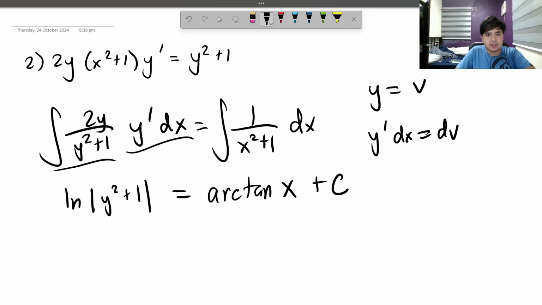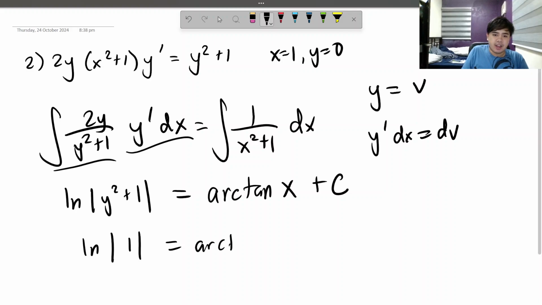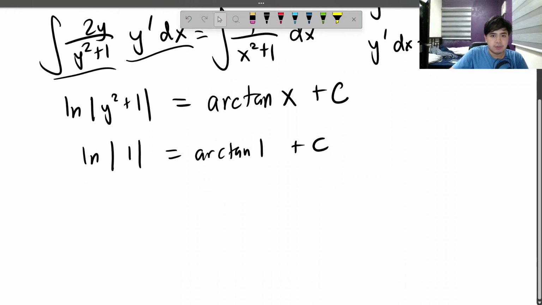So, the specific case: basically we have x equals 1, y equals 0. I forgot to put that in. We need to substitute x and y into here. So, ln of 0 squared plus 1 is ln of 1, and arctan of x, which is 1. Arctan of 1 is pi over 4. You can check your calculators for that. Make sure it's turned to radians instead of degrees, maybe that will mess up your calculations.